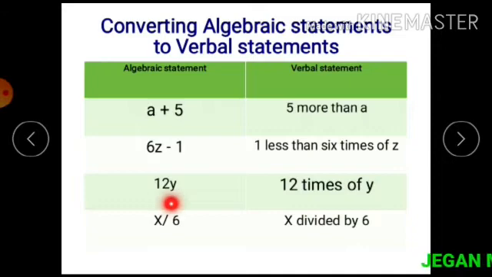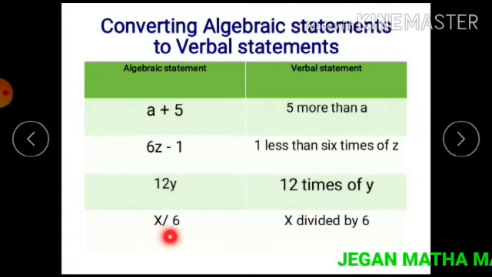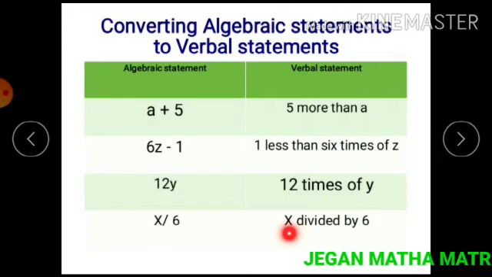12y is an algebraic statement. 12 times of y is the verbal statement. x is divided by 6. The verbal statement is x divided by 6.